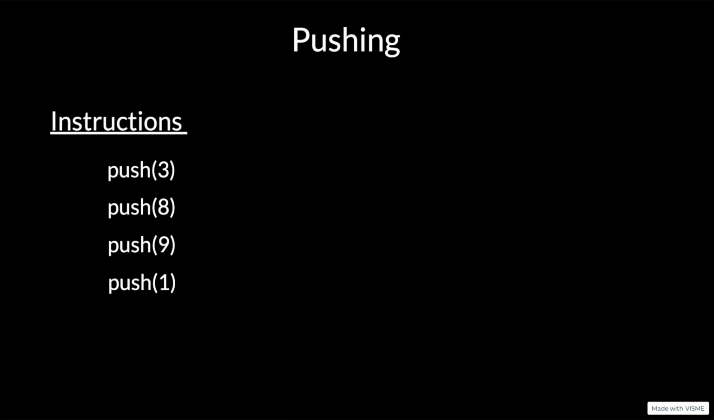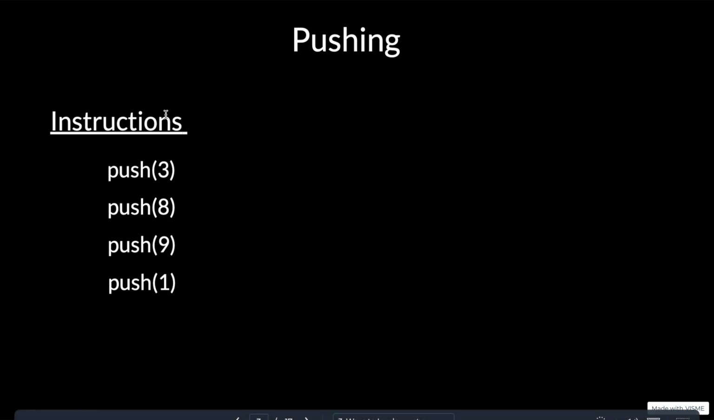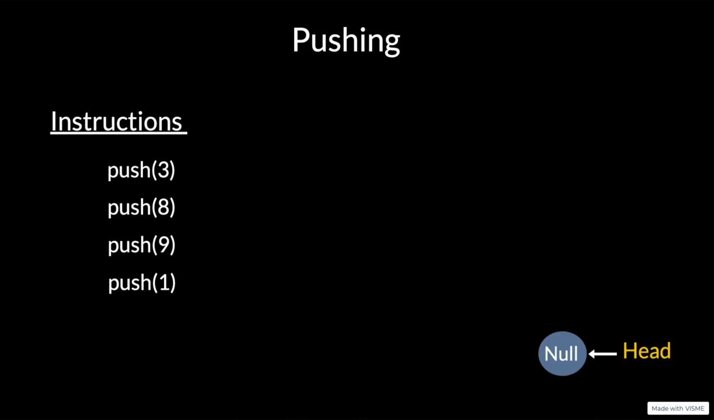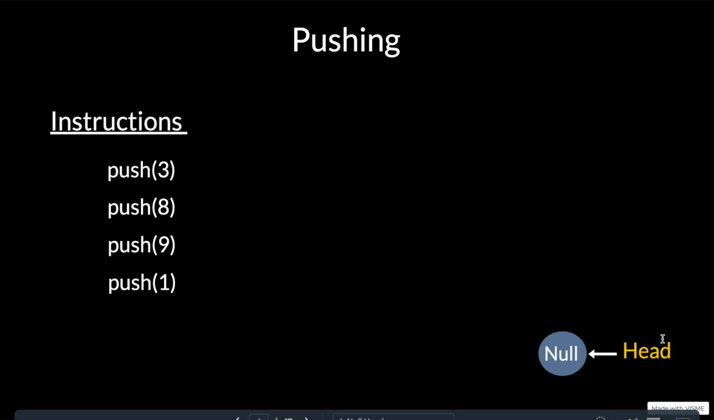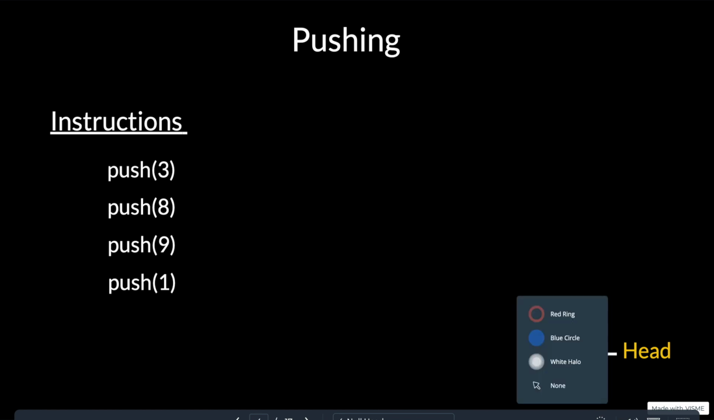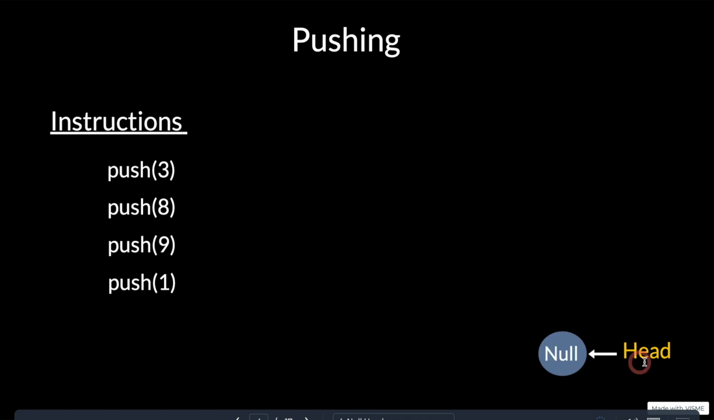Now, let's take a look at how you are going to build the stack if you are to run through this set of instructions using a singly linked list. Since the singly linked list will be empty at first, the head pointer is going to point to null. As you can see over here, the head pointer is pointing to null.